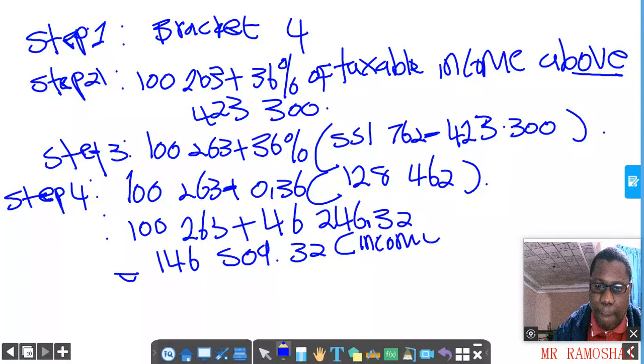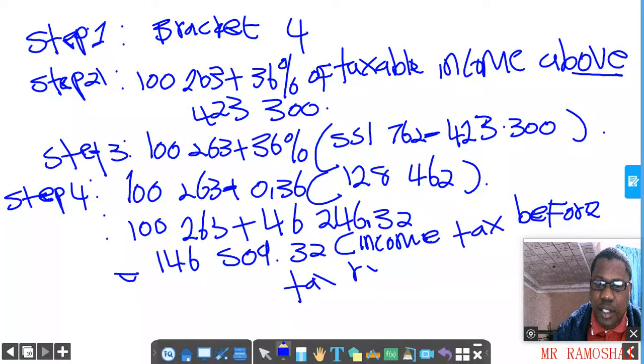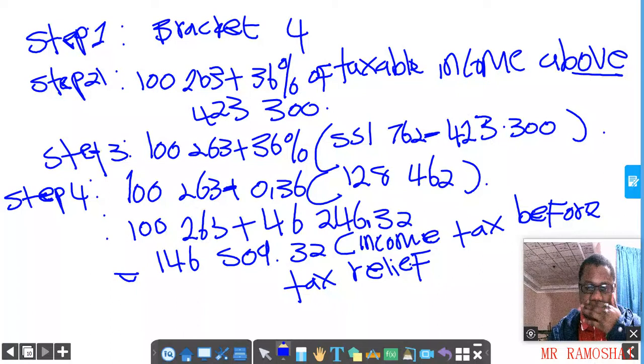Is the income tax before tax reliefs? So are we asked to calculate the income tax before reliefs? No, we need the income tax for the year 2019-2020. Then we must proceed.